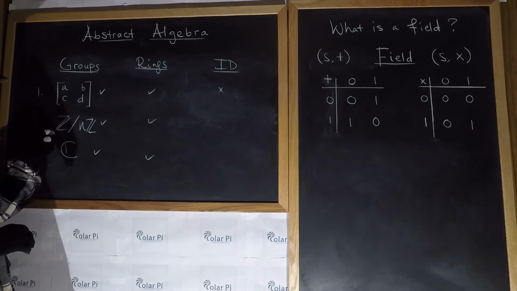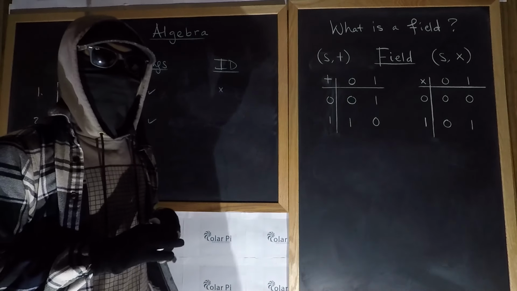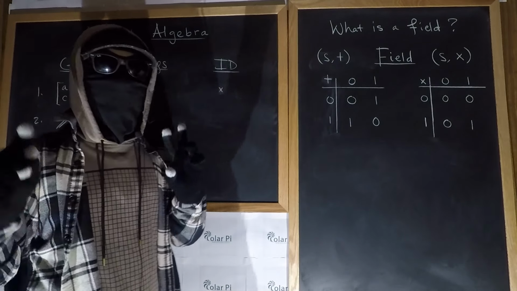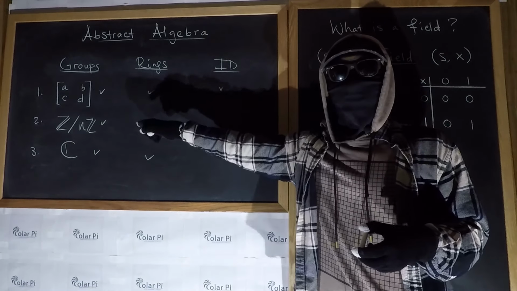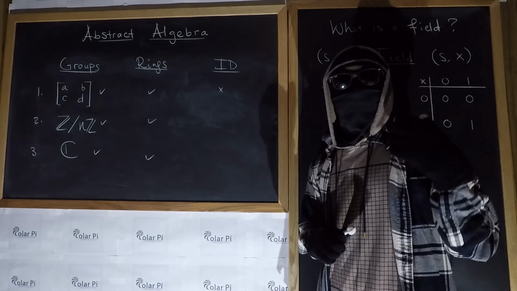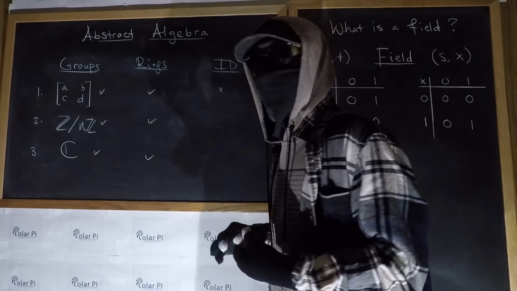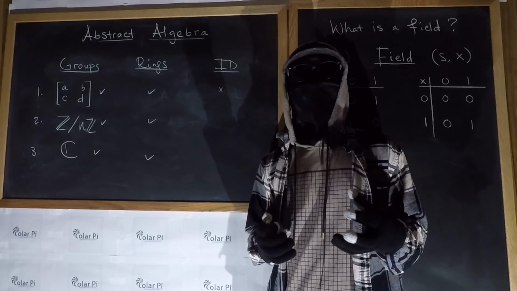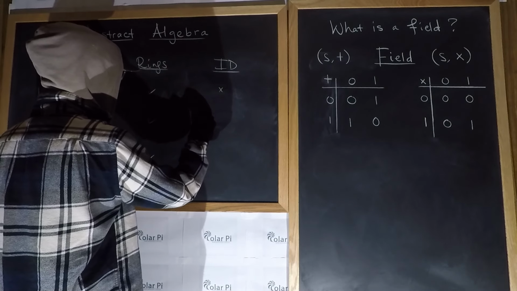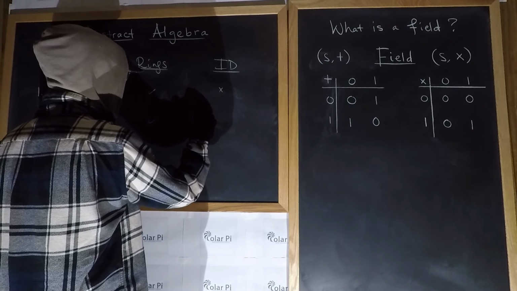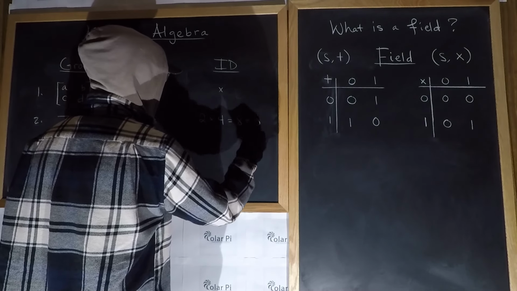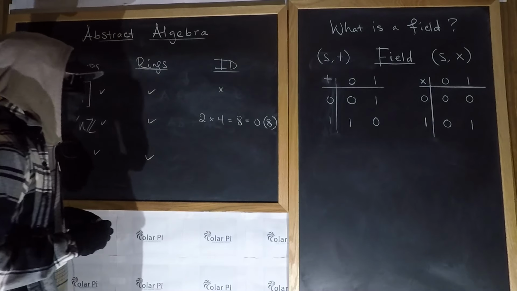What about the integers mod n? Well, they fail to be an integral domain, as I've already shown in the video on integral domains. The integers mod n fail to be integral domains because they have what are called zero divisors. For example, as I did in the video on integral domains, if we take mod 8, then 2 times 4 is equal to 8, which is 0 mod 8.